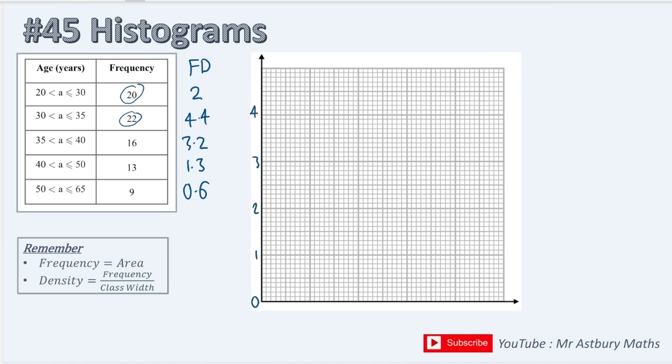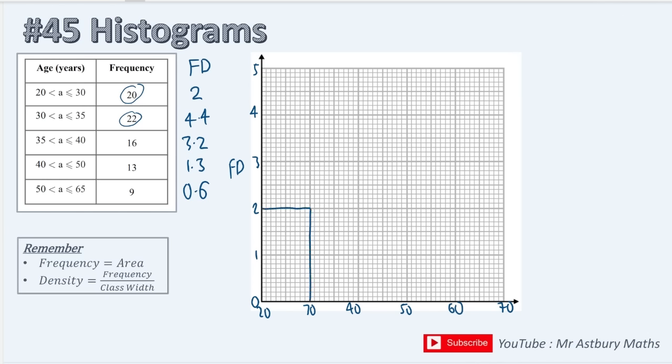And I can see the highest is 4, so if I go up in 1s, I'm going to be good. And going across, we're going to start at 20, and then I'm going to go to 30, 40, 50, 60, and 70, and that sounds good to me. The first one is between 20 and 30, and it goes up to a height of 2.